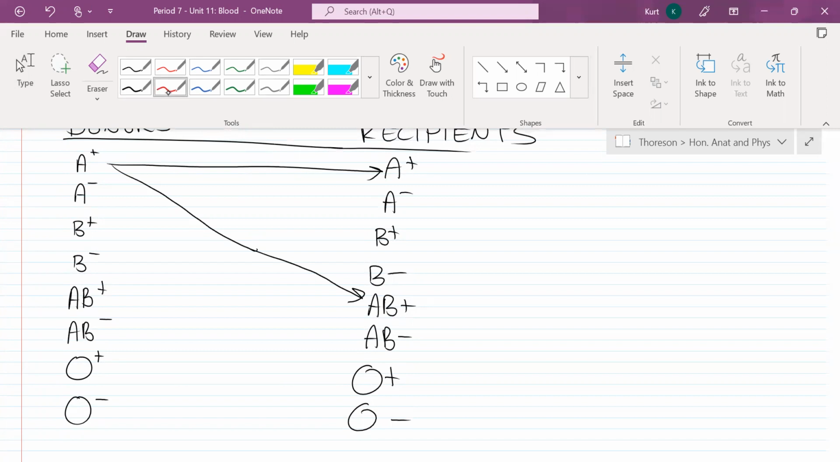This is going to get a little complicated. So if you have different colors, use them. If you don't, draw a different style of line: dotted line, checkered line, light line. You know, this is going to get jumbled up.